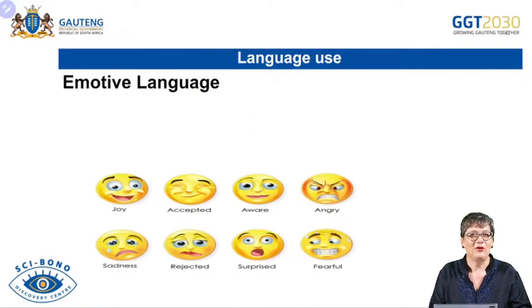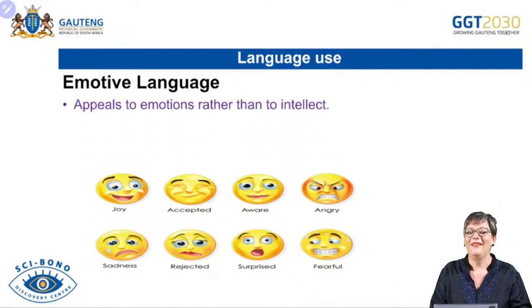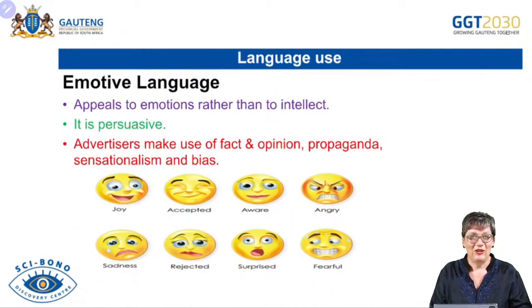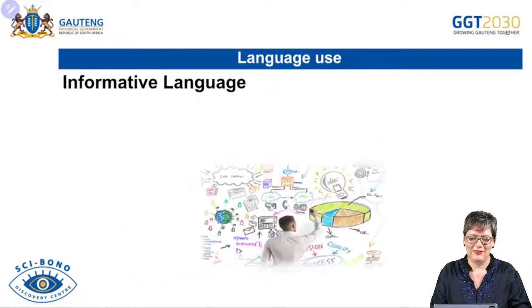The next kind of language that they like to use is what we call emotive language. This is where they play on your emotions, and they love doing it. Why? Because it will persuade you to buy that product. That's what it's all about. And they're going to use facts and opinions, propaganda, sensationalism, bias, anything to persuade you to buy it. So look out for that emotive language that they use.